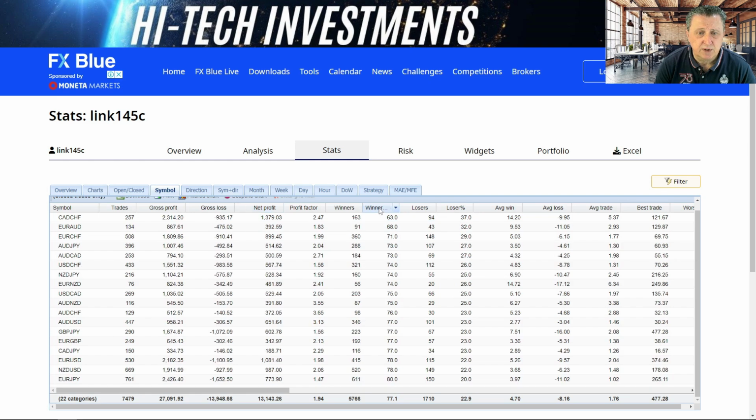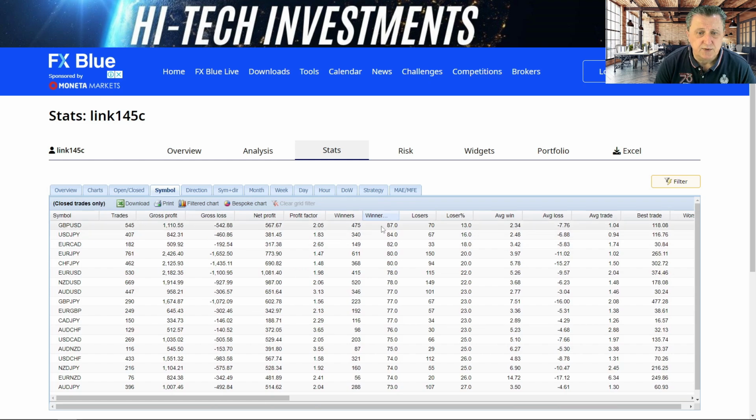But if we have a look at the percentage of the winners in here, we'll see that the best one we have is 87%, Great British Pounds USD, but the net profit is only 567. So you don't necessarily have a link between a high winning rate and high profits. Again, it depends on how many trades it has, and obviously these percentages are still extremely good.